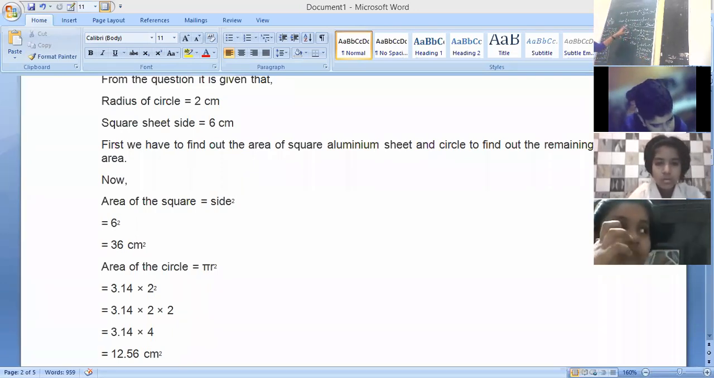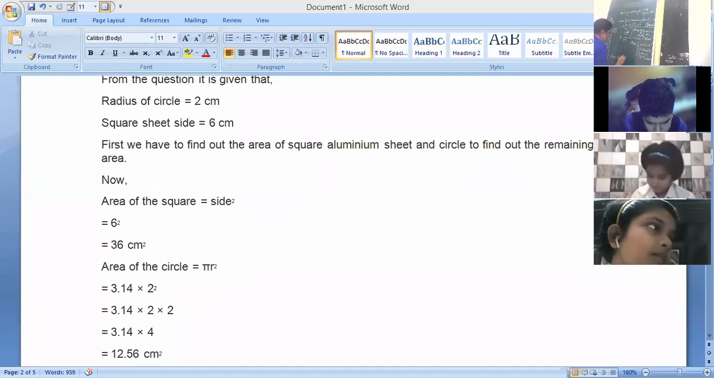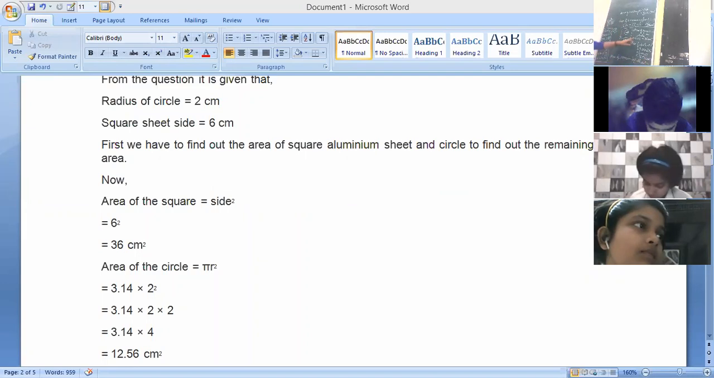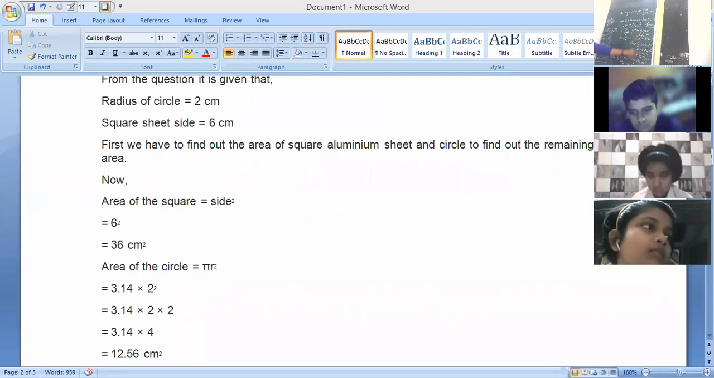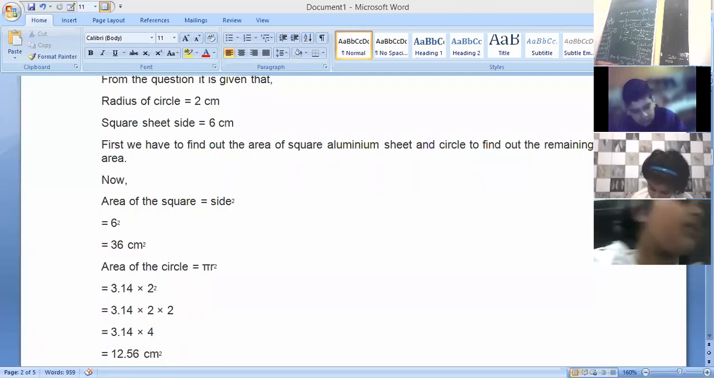Now we have to cut this from the square. So the area of the remaining sheet will be the square area, 36, minus 12.56, because this part we have to cut. This is a square area 36 and we have to cut this part. So from the square area you will be cutting off the area of the circle. So 36 minus 12.56. Subtract it.